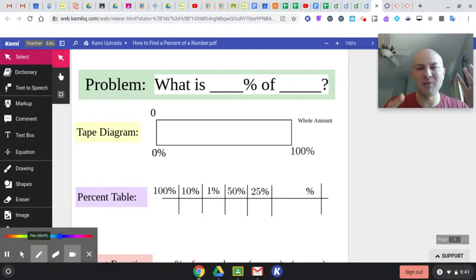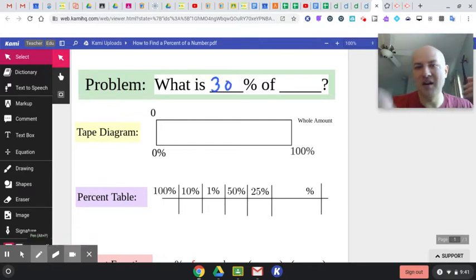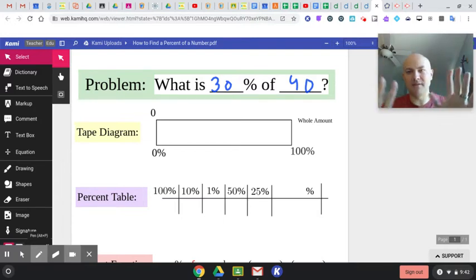All right. So I'm going to give a little problem here that looks like it might be hard to figure out. So let's say, what is 30% of, I don't know, 40? Some of you might say, oh, I can do that in my head already. Great. If not, you're like, I don't know what they're talking about. But here's what we know.